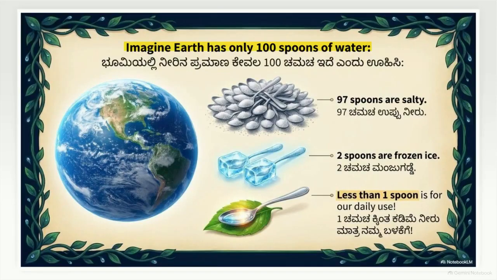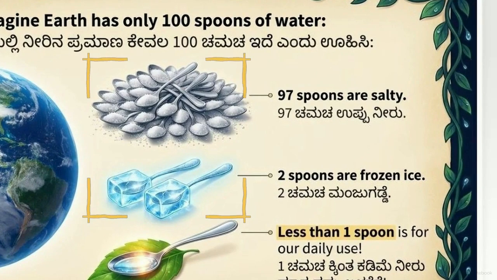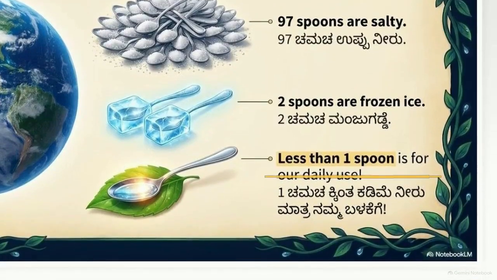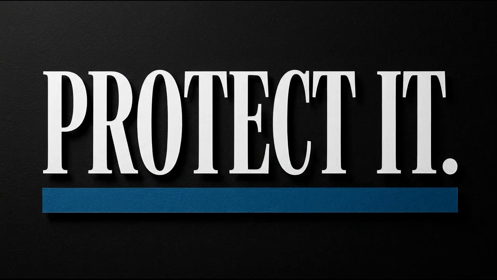Imagine all Earth's water fits into exactly 100 spoons. 97 are salty ocean water, 2 are locked in frozen ice caps. That leaves less than one single spoon for all our daily human use. Because our usable supply is so strictly limited, every single drop matters. We must treat fresh water as a finite, highly valuable resource.